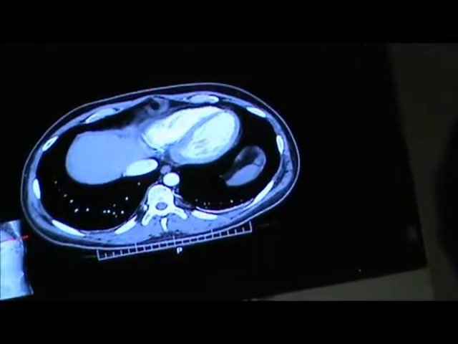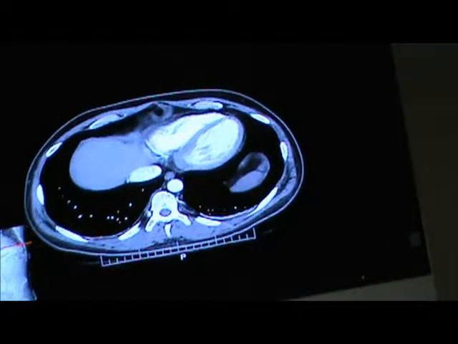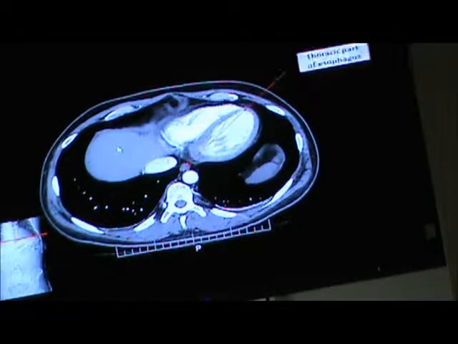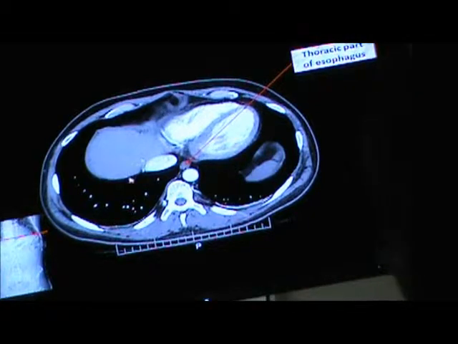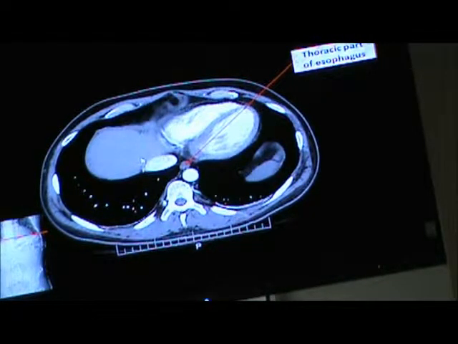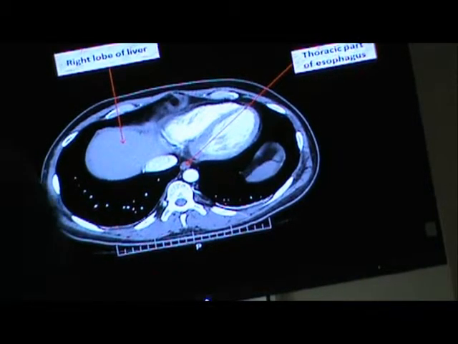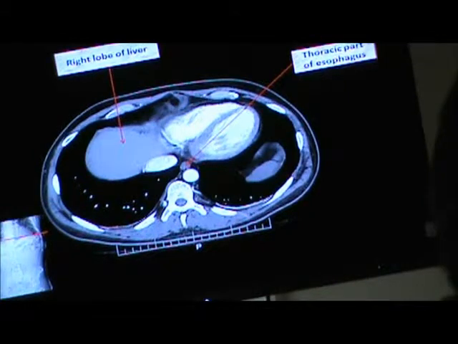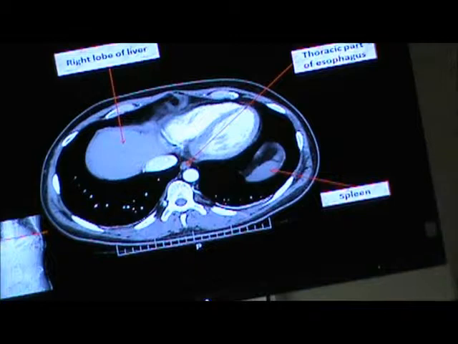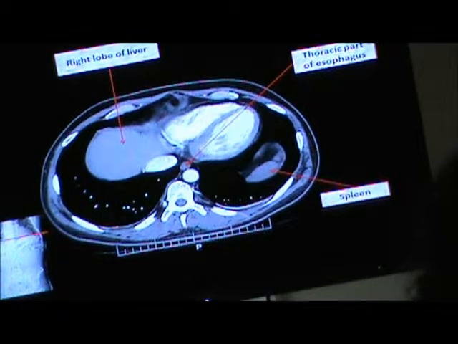If we go a little inferior, we have a cut through the right dome of the diaphragm and the organ that lies just below this part of the diaphragm, which is the liver. So we have a right lobe of the liver here. Also still the thoracic part of the esophagus. Below the left dome of the diaphragm, at this level we can see a superior part of the spleen.